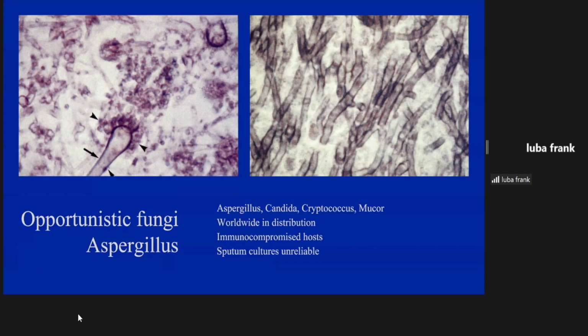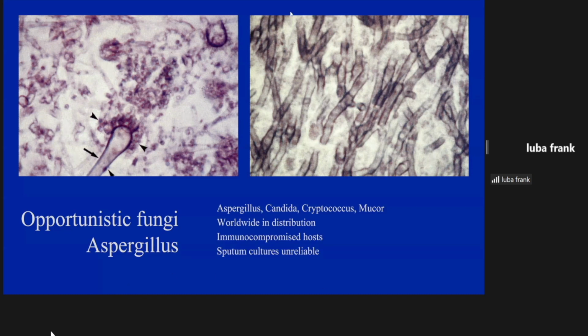So I do have to mention opportunistic fungi. Aspergillosis would come first in the consideration here, but there are many: Aspergillus, Candida, Cryptococcus, Mucormycosis. They're of worldwide distribution in immunocompromised hosts. And the problem is that sputum cultures are not always reliable. And we've seen multiple cases in many patients who had to go through extensive workup to make sure that they don't have malignancy.